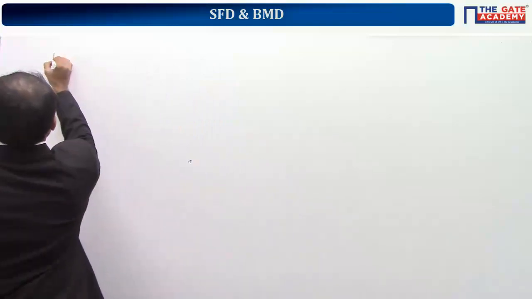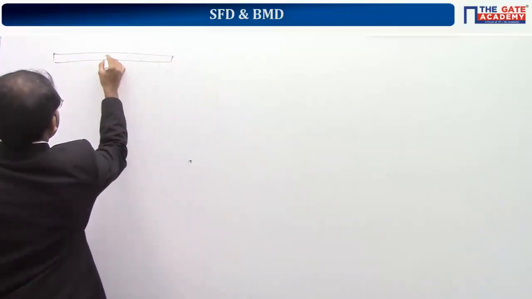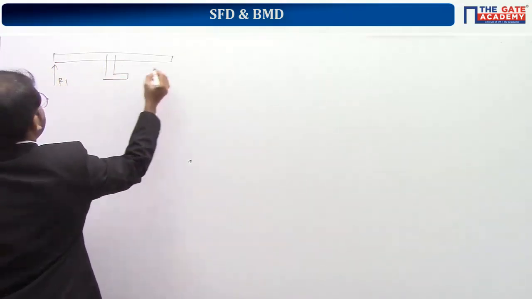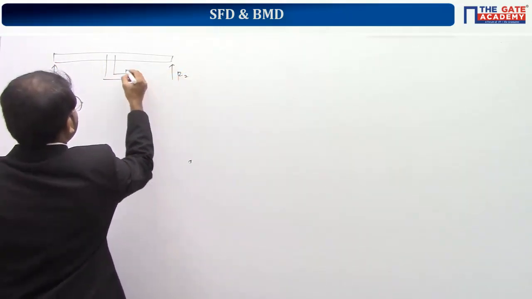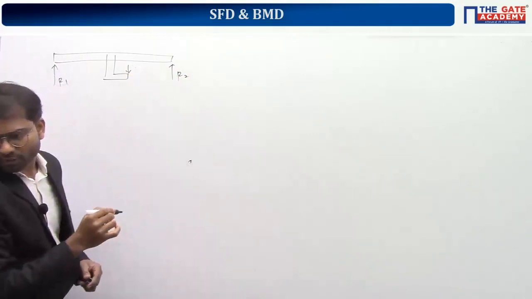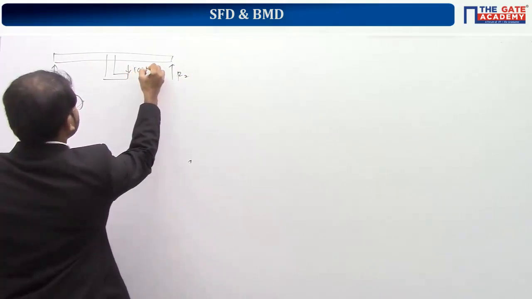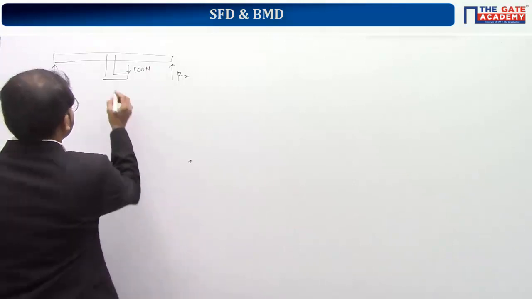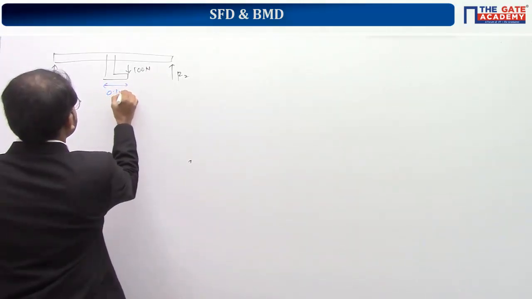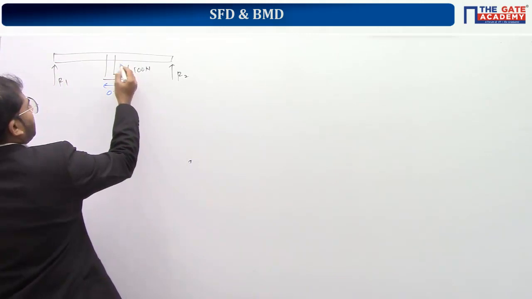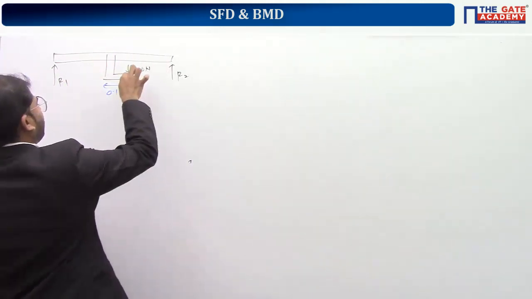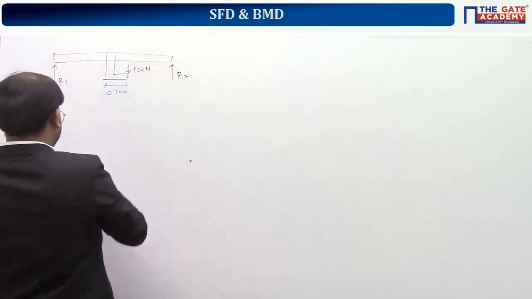So here we should do one step. The beam is given like this. At the center it has a projection. Let's take this force as R1 and this force as R2. Here there is a force of 100 Newton and this distance is 0.1 meter. We should transfer this force from here to the center of the beam to understand the effect of the force on the main beam.